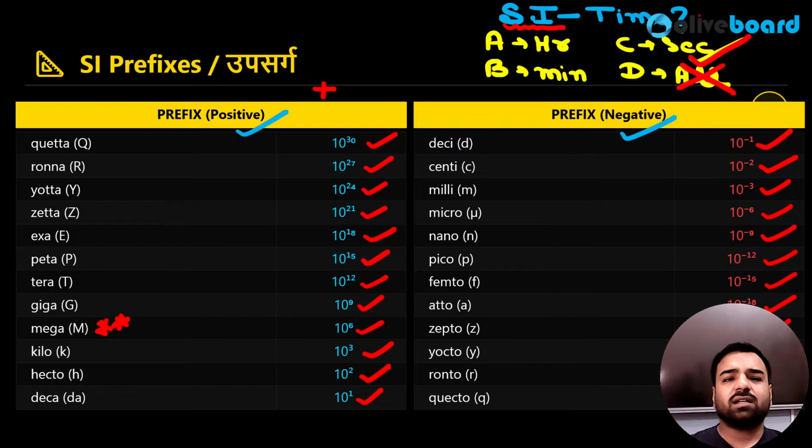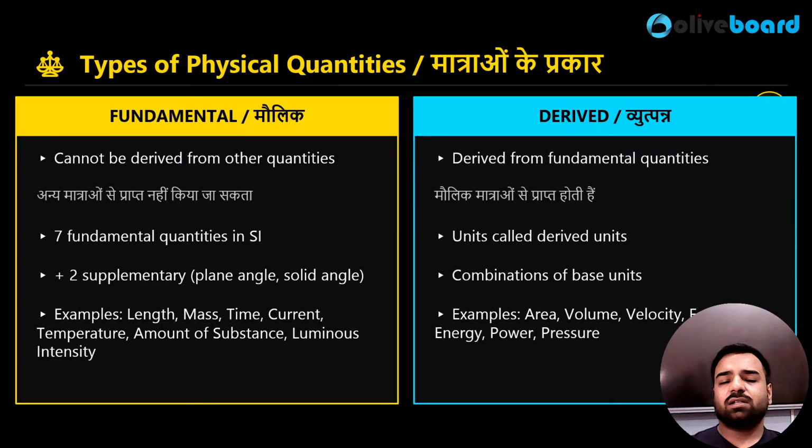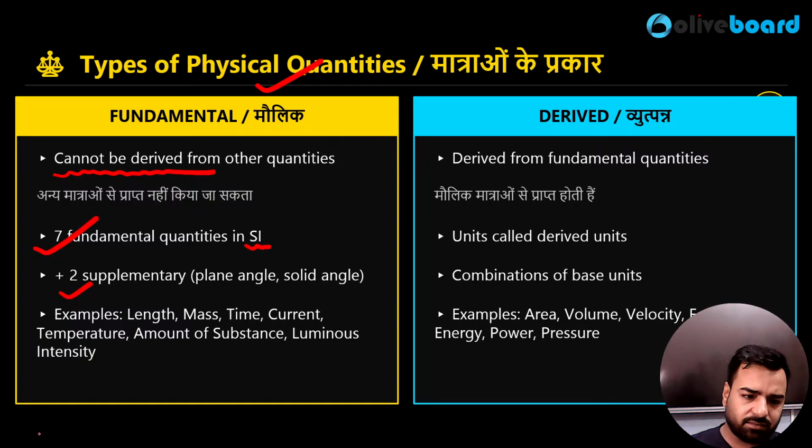Okay. So again, coming back to the same topic, that is physical quantities. What were they? Those quantities which can be measured, right? Or we can define it. So those quantities which cannot be derived from other quantities are fundamental. There are total 7 fundamental quantities in SI, and yes, there are 2 supplementary quantities. Like length, mass, time, current, temperature, amount of substance, luminous intensity, they are fundamental quantities. But it looks quite typical, right? I'll make it quite easy for you.